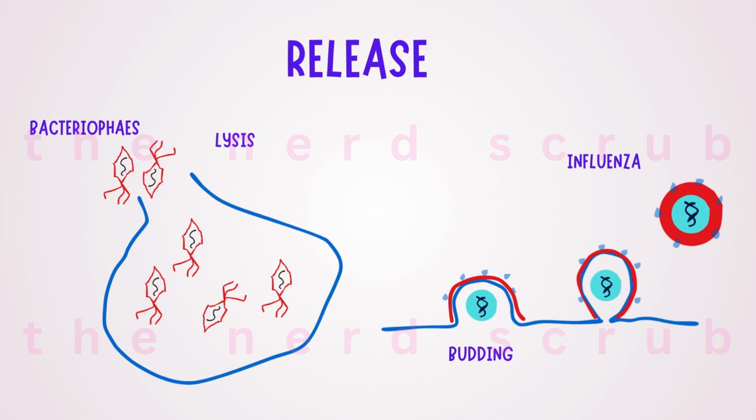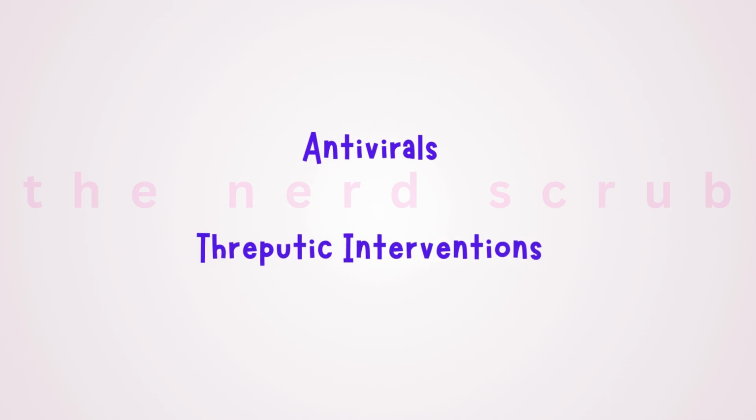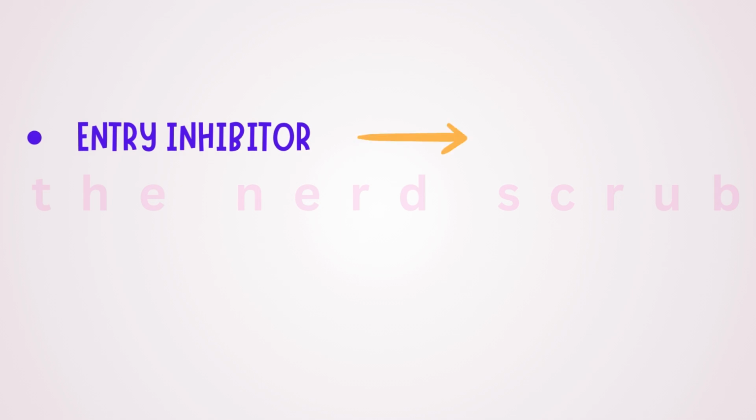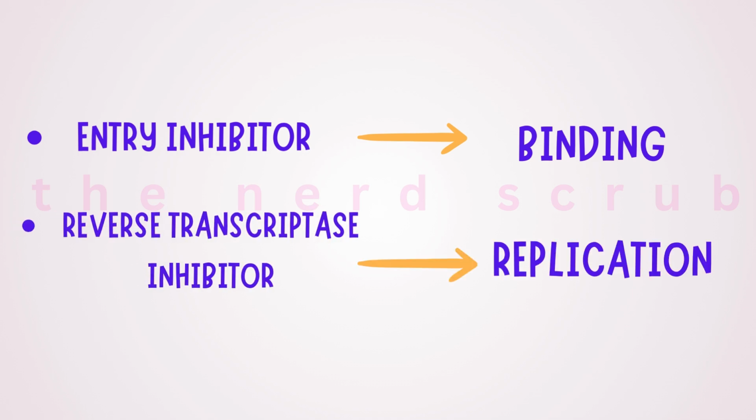Each of these stages is a potential target for antiviral drugs and therapeutic interventions. By disrupting any part of the cycle, we can hinder the virus's ability to reproduce or spread. For example, entry inhibitors prevent viruses from binding to the host cells, while reverse transcriptase inhibitors block the replication of retroviruses. And understanding all of these stages is key to developing effective antiviral treatments and vaccines.